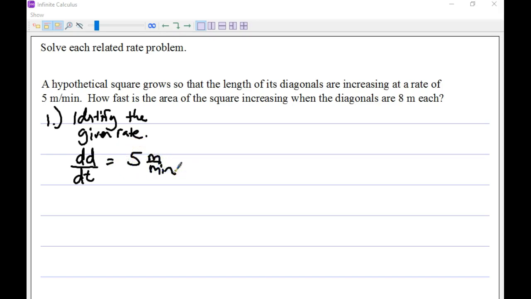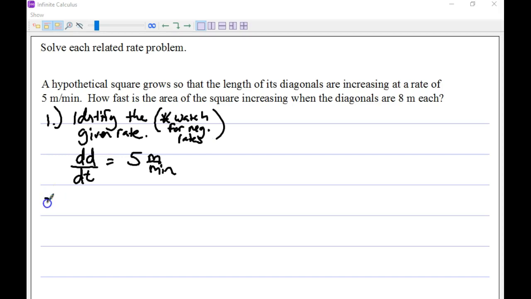You also have to keep account. You might want to make a little note here. Watch for negative rates. At this point, if they tell you that it's decreasing, then you're going to make that number a negative. They're not going to make it a negative in the word problem. They're going to say it's decreasing. So if it says it's decreasing, it's your responsibility to make it a negative here. Okay? In this case, it's increasing, so I'm going to leave it as a positive.